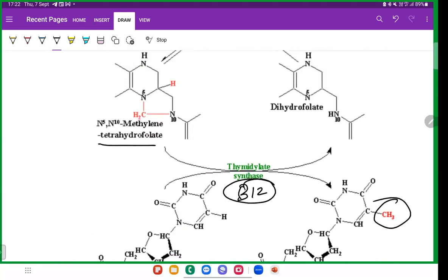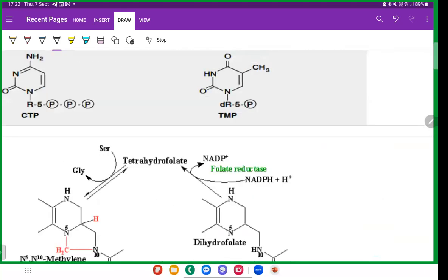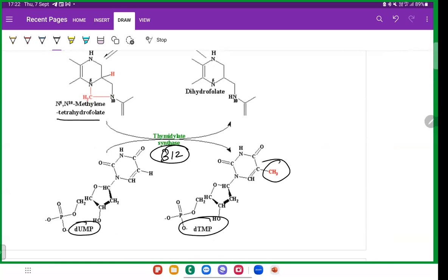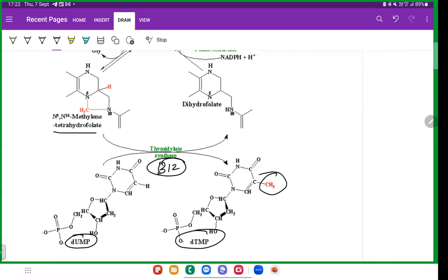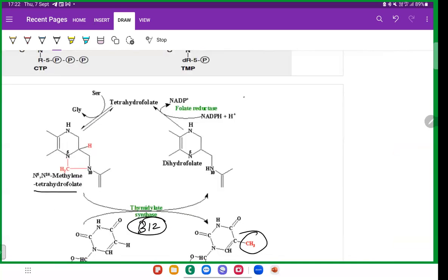So if you are going to give drugs called methotrexate, trimethoprim, aminopterin, what do these drugs do? They inhibit your folate reductase. What enzymes? You have the drug methotrexate. You have your trimethoprim.